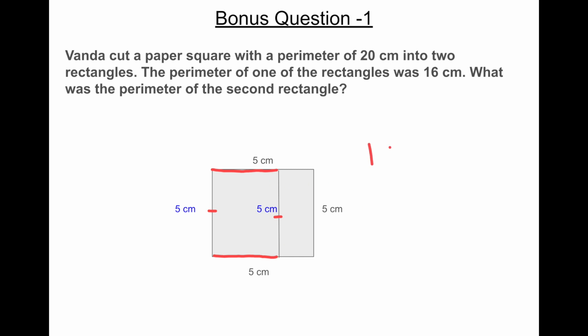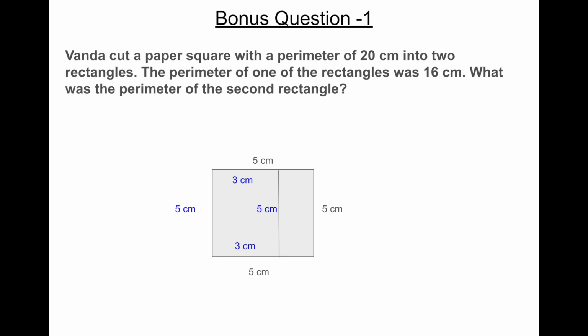So the perimeter is 16. And then we say 5 plus 5, 10, leaves 6. The total size of this side is 6 centimeter. Since it is a rectangle, the opposite sides are equal, so we divide by 2, which gives us 3 centimeter. So the size of this side is 3 centimeter. Great.